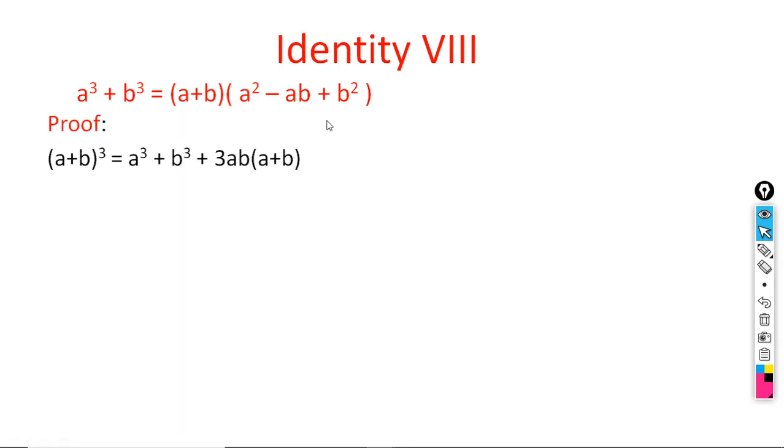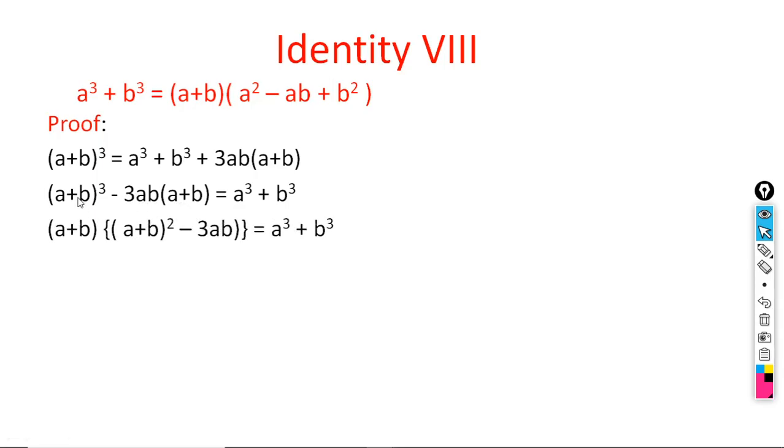For proving this identity, we'll start from the identity a plus b whole cube, which we know is a cube plus b cube plus 3 times ab into a plus b. From here, a cube plus b cube we keep on the right hand side, and this 3 times ab into a plus b will be shifted to the left hand side. So we get a plus b whole cube minus 3 times ab into a plus b.